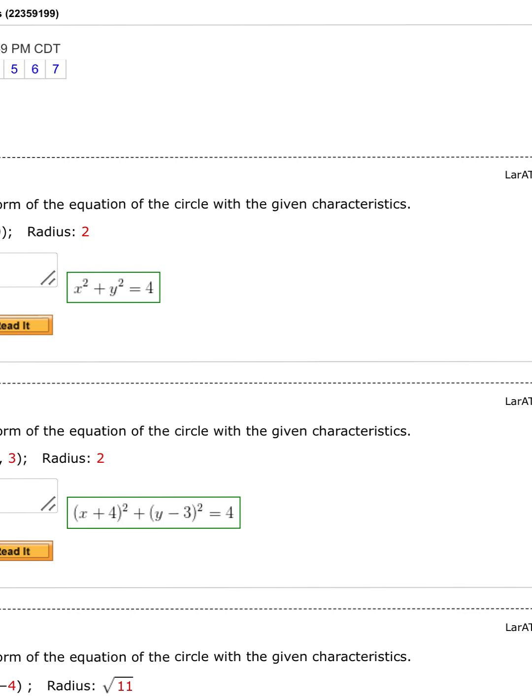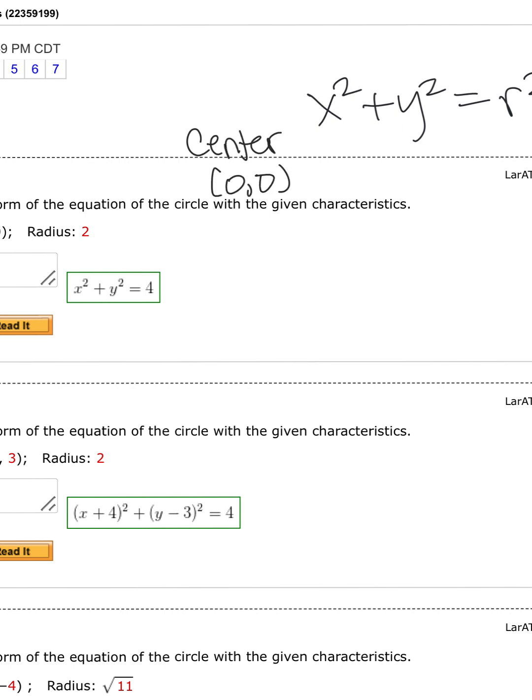Hello, welcome back. This section is 1-1, which is on circles, and it's really one of the easiest sections that we do. So one of the formulas that you'll be given is that x squared plus y squared equals r squared is the equation of a circle when the center is at 0, 0, and the radius is represented by r. So you basically will just need to take the square root of whatever that is to get your radius.